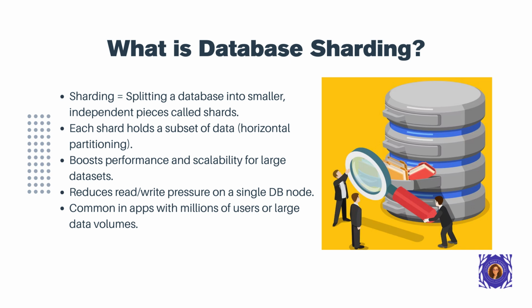Instead of one database server handling all read and write operations, that workload gets distributed across multiple machines. This approach becomes essential when you're dealing with applications that serve millions of users or handle enormous volumes of data. Companies like Facebook, Twitter, and Instagram all rely heavily on sharding to maintain their performance at scale.